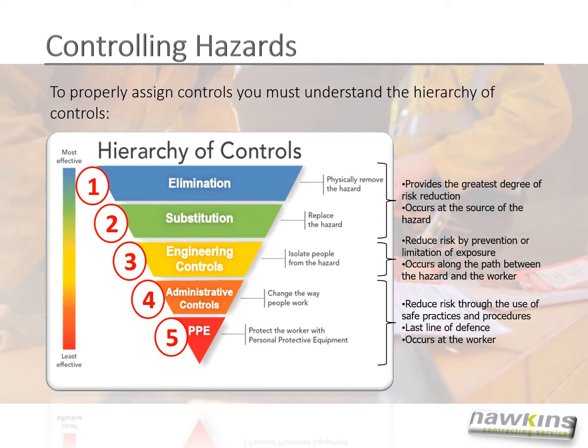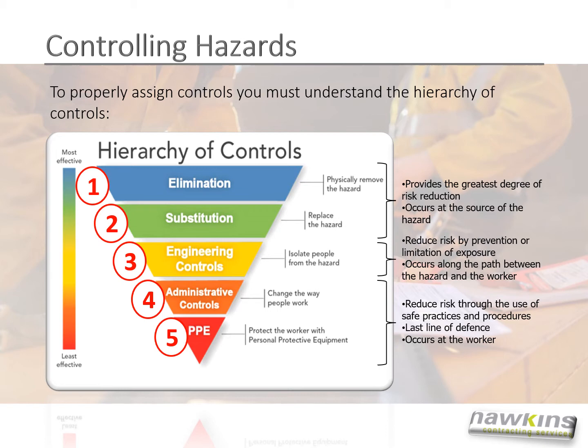Elimination and substitution provide the greatest degree of risk reduction. The application of these controls occurs at the source of the hazard. Engineering controls isolate people from the hazard. The hazard remains present in this case. A walk-behind saw is also an example of an engineered control, as is the muffler and blade guard on any saw. Engineering controls reduce risk by prevention or limitation of exposure. The application of these controls occurs along the path between the hazard and the worker.